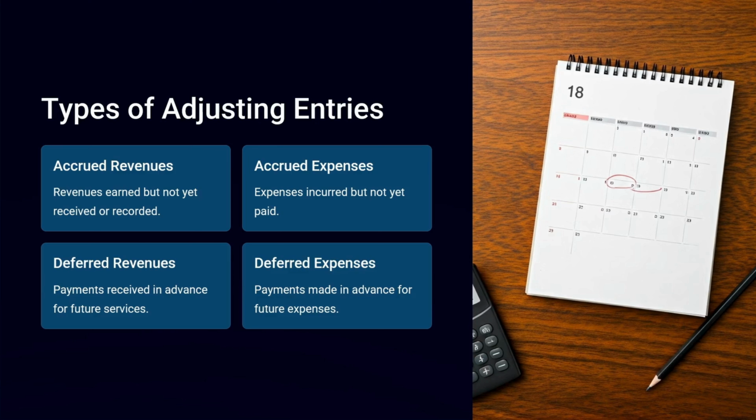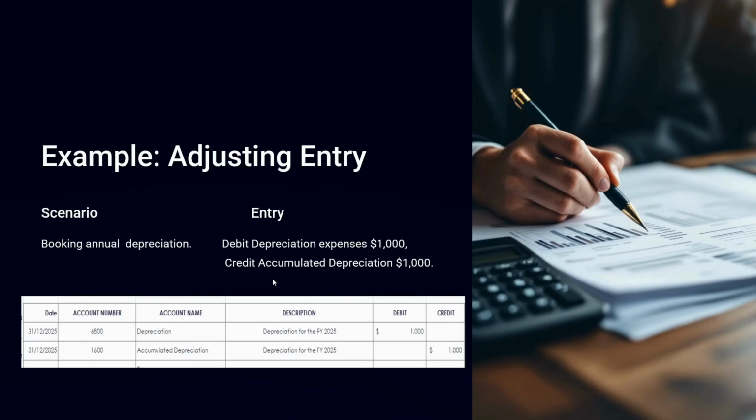Deferred revenues, which is payment received in advance for future services. It can be payment received related to service that we will provide for this period and for the next year as well. And also there can be deferred expenses, which is payment made in advance for future expenses, like paying for a rent for a period of 12 months.